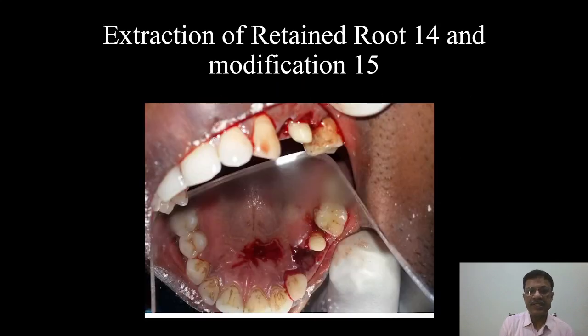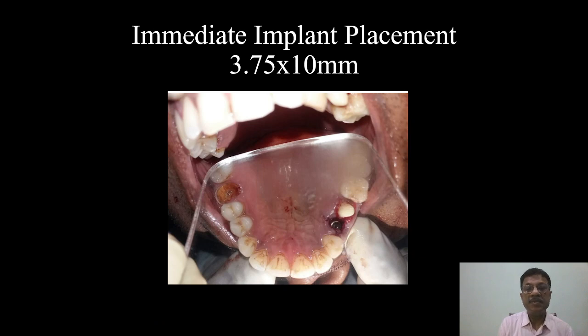So we start the treatment. 1,4 is extracted and 1,5 is prepared. You can see clearly in this picture that 1,4 is extracted, 1,5 is prepared. Next, immediate implant is placed with healing abutment. The size of the implant was 3.75 into 10 millimeter.